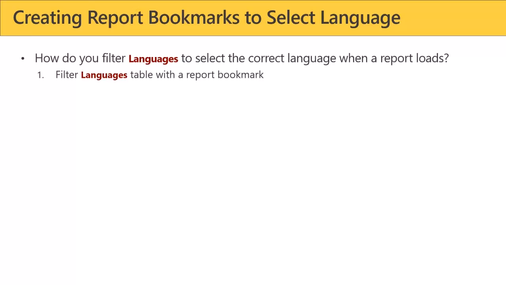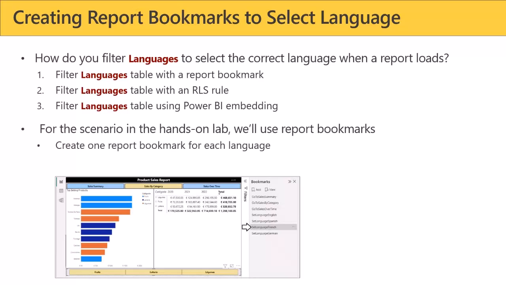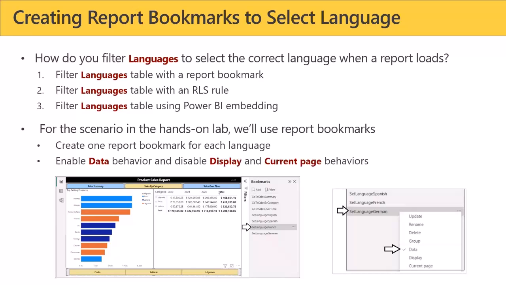In the lab, and what I'm going to show here, we're going to use report bookmarks. There will be other approaches. You could use RLS, and use an RLS rule to filter and select the correct language for the user. If you're using Power BI embedding, you just have a lot of control to set the filtering the way that you want. But for the hands-on lab, we're going to have you set the language to Spanish and create a bookmark, set the language to French and create a bookmark. And with these bookmarks, there are different behaviors. We only want the data behavior enabled, not the display or the current page name.